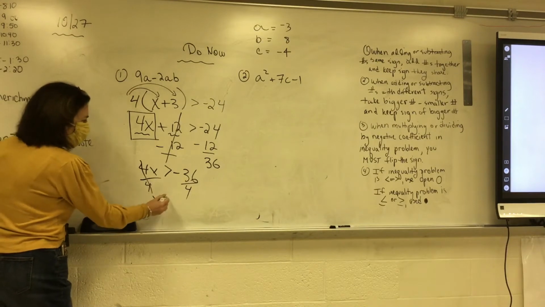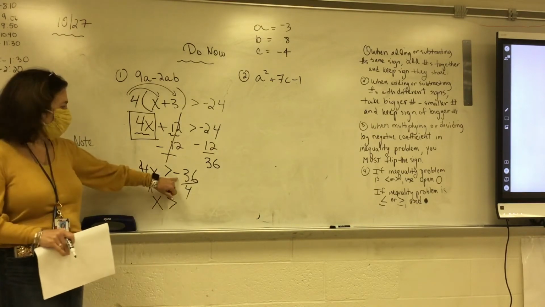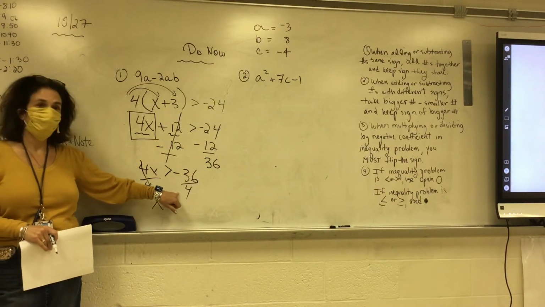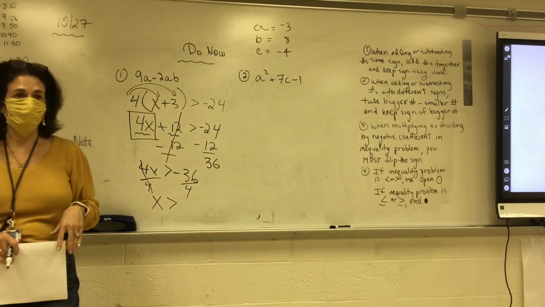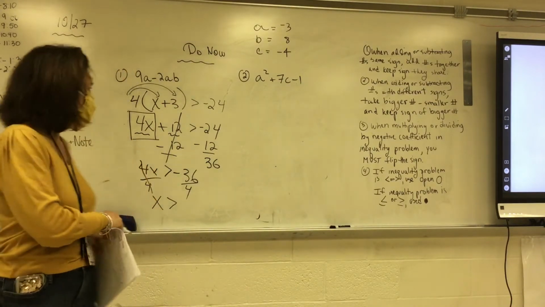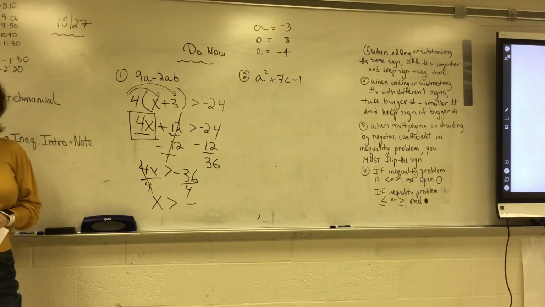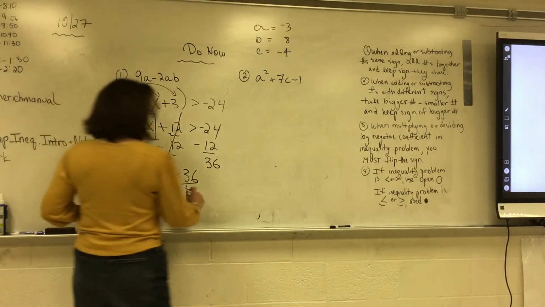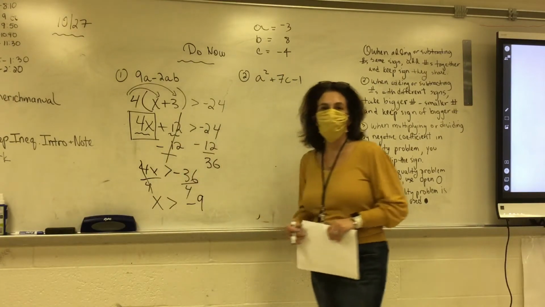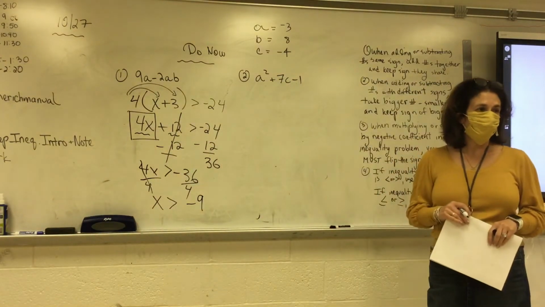Very good. Greater than, now watch your signs here. What is a negative 36 divided by 4? What's a negative divided by a positive? Negative. And what is 36 divided by 4? 9, negative 9. Perfect. All right, so I'm done. I know that I have all numbers greater than negative 9.